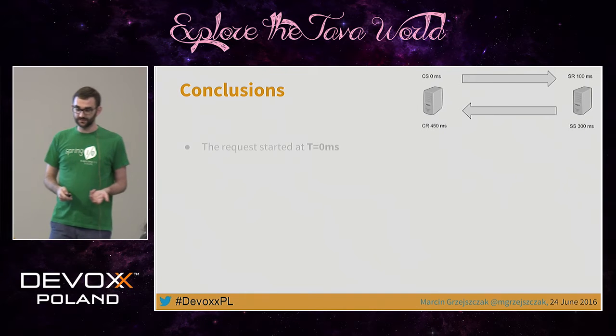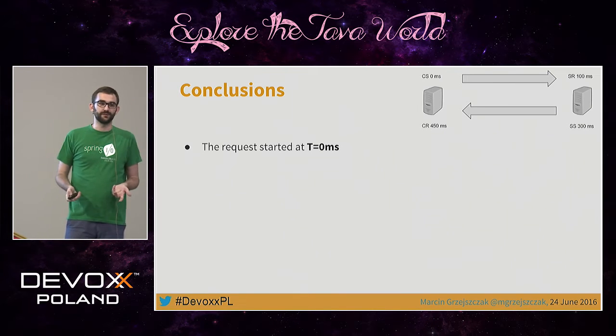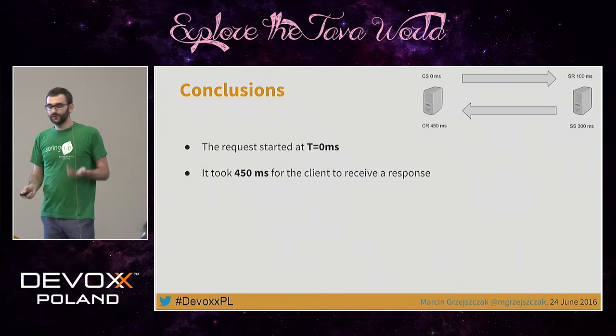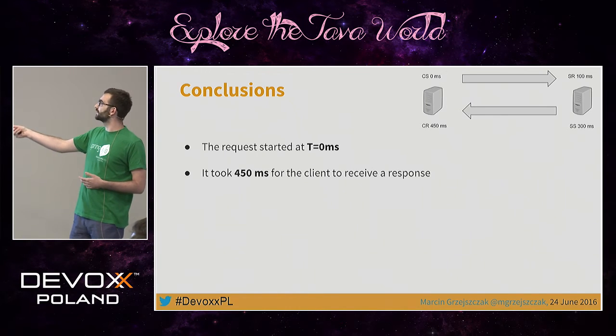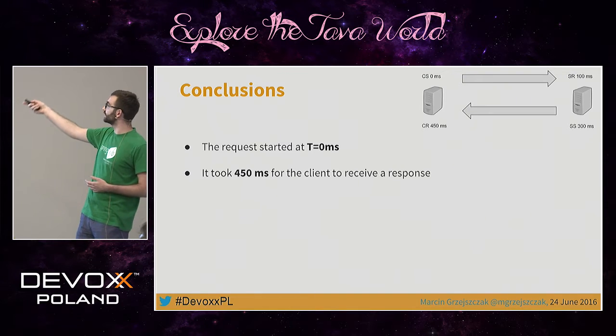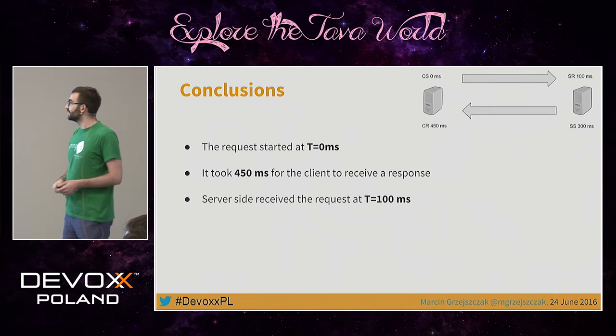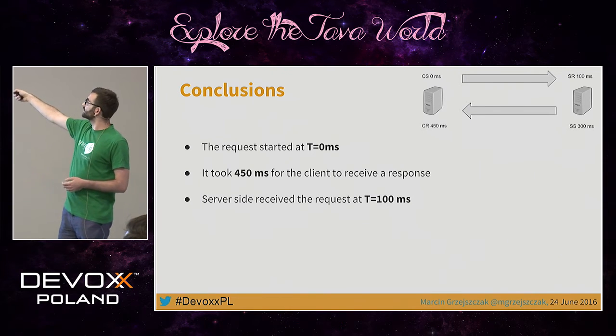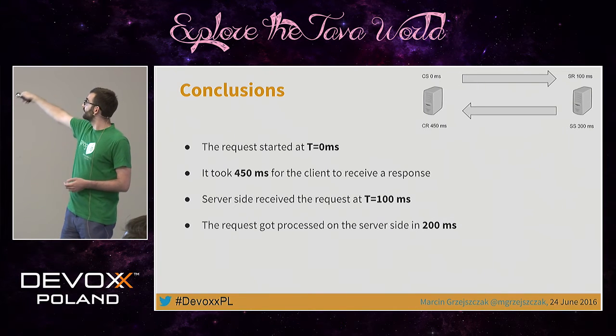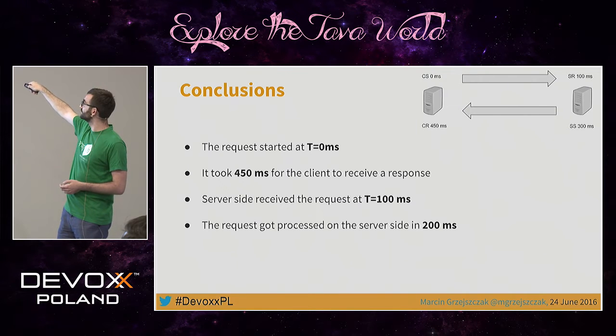So what are the conclusions? The request started at t equals 0. It's obvious. It took 450 milliseconds for the client to receive the response, the whole flow. Server side received the request at t equals 100 milliseconds. The request on the server side got processed in 200 milliseconds, right? You can see that.